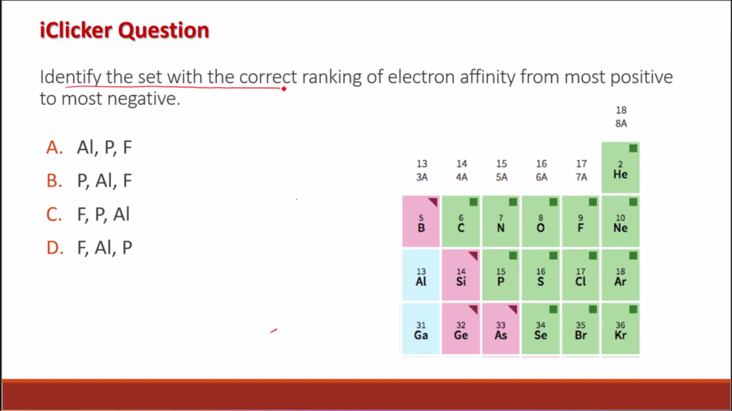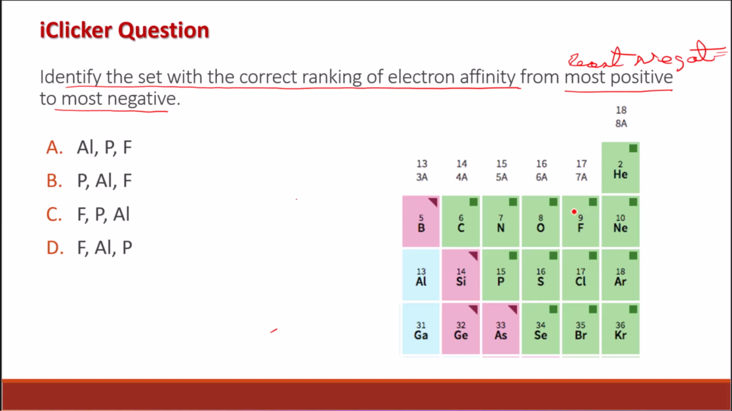Identify the set with the correct ranking of electron affinity from most positive to most negative. Well, since most electron affinities are negative, you could say from the least negative to the most negative, rather than most positive. But the least negative is the most positive. So least negative equals the most positive.